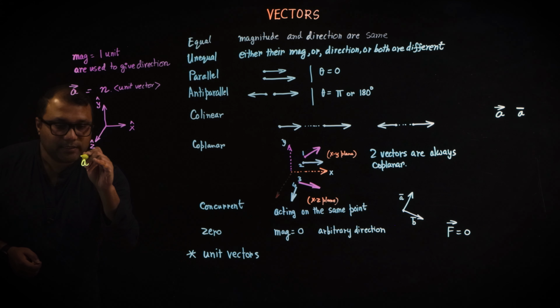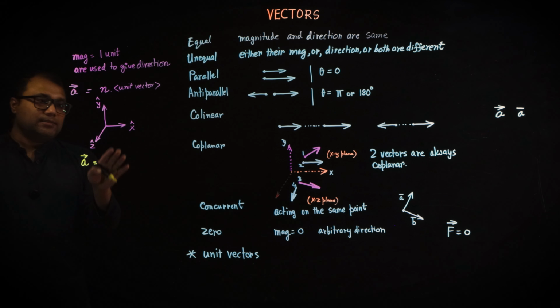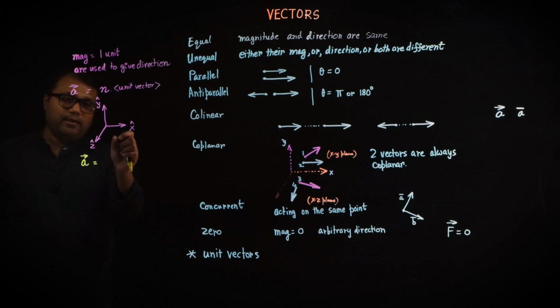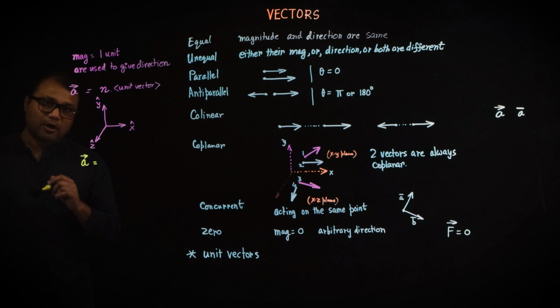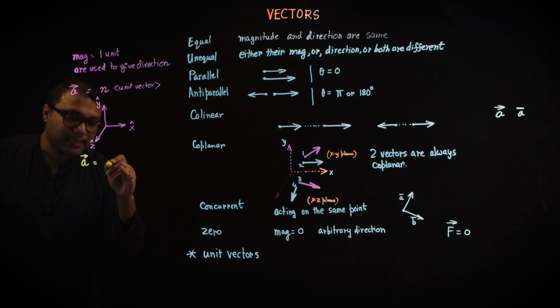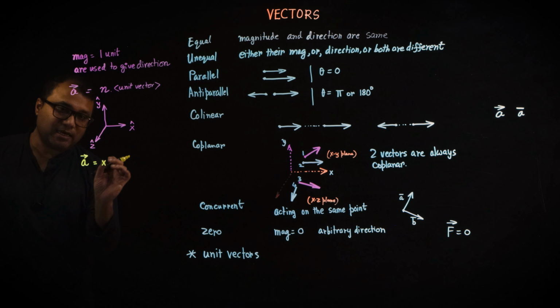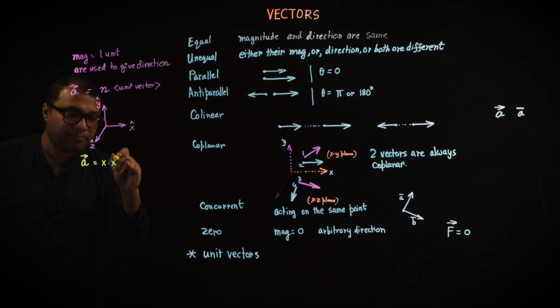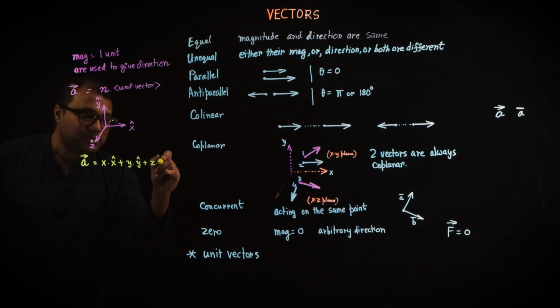Let's say vector A has some x component, some y component, some z component. We'll talk about components in much more detail as we go in the course, but we can write this as x, which is the scalar quantity which determines the magnitude in the x direction, times x cap, plus y times y cap, plus z times z cap.